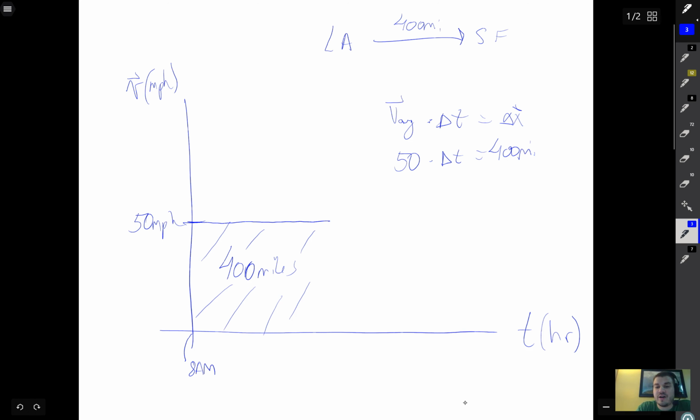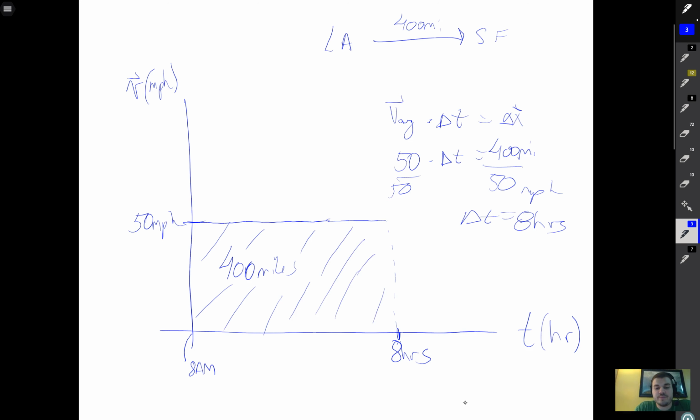So to solve for time, I'm going to divide by 50 on both sides. And when I divide by 50 miles per hour on both sides, I get that the time interval would be 8 hours. So this would end somewhere over here. Let's just pick an arbitrary spot to be 8 hours. And the area underneath that is equal to 400.